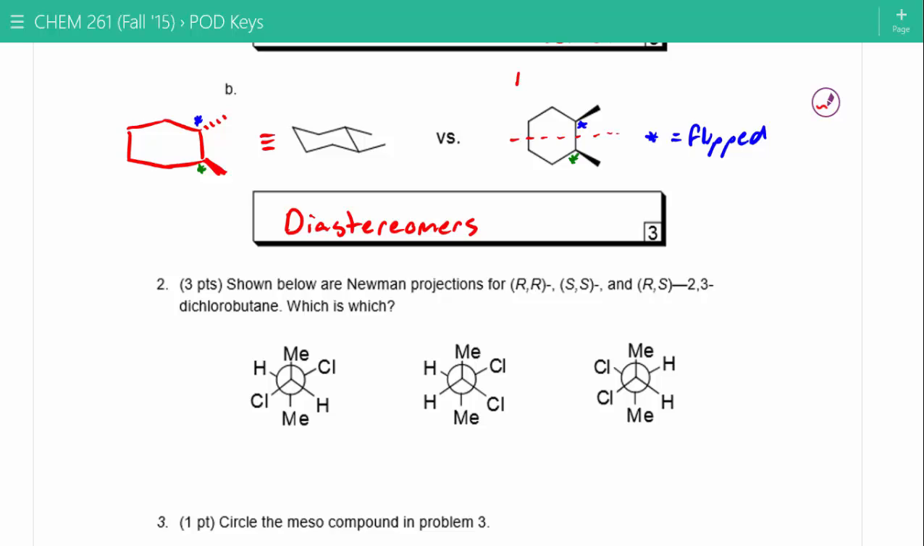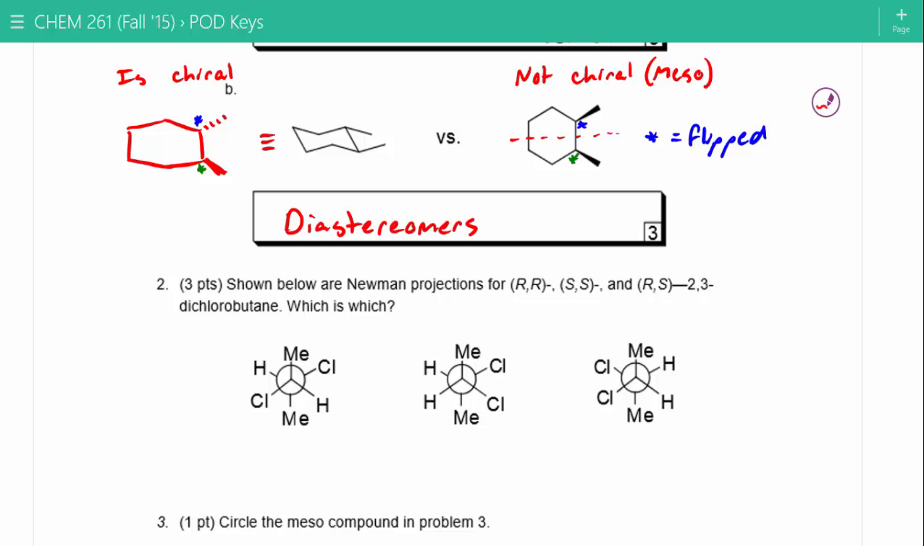This one is not chiral. It's meso. And this one is chiral. Oftentimes when we're talking about molecules that are not chiral, we just call them achiral.